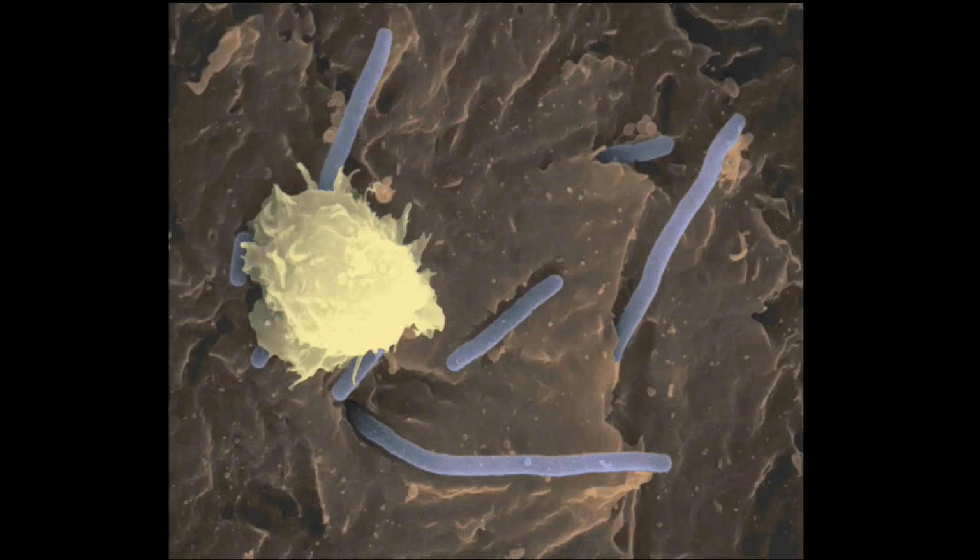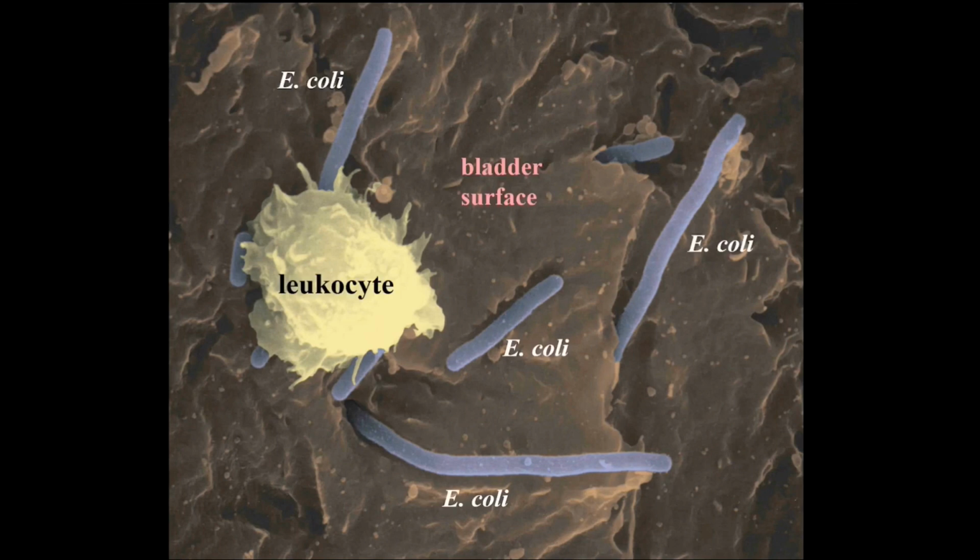Here is a picture of an experimental animal model of urinary tract infection. This is looking down, using scanning electron microscopy, at the surface of an infected bladder. What we see here in yellow is a leukocyte, a white blood cell or a neutrophil, if you will. This is part of the immune response to E. coli, which you see in purple. Those are these slender threads here.